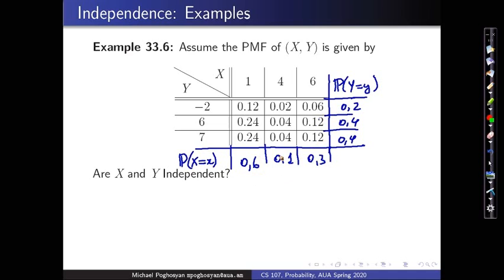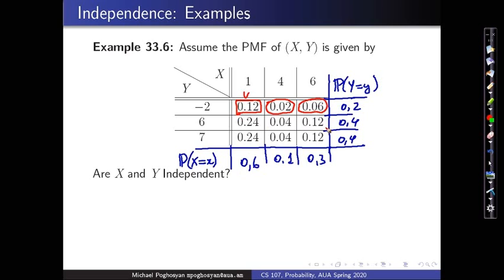Okay, so now let me check if x and y are independent or not. How to check? I need to check the following. Every element in the joint, in the case of independence, needs to be obtained by multiplying the corresponding row and column marginal probabilities. So 0.6 times 0.2 is giving 0.12. So this is okay. 0.2 times 0.1, 0.02. So this is okay too. 0.3 times 0.2, this is okay too.